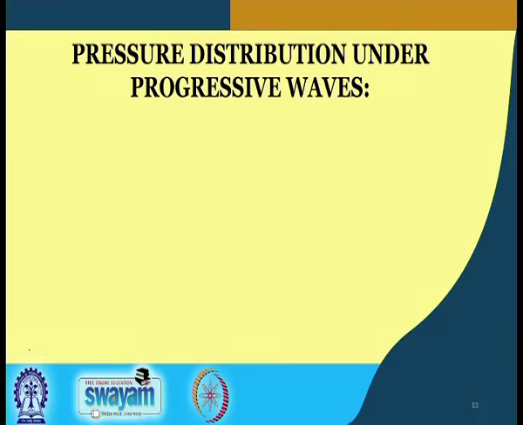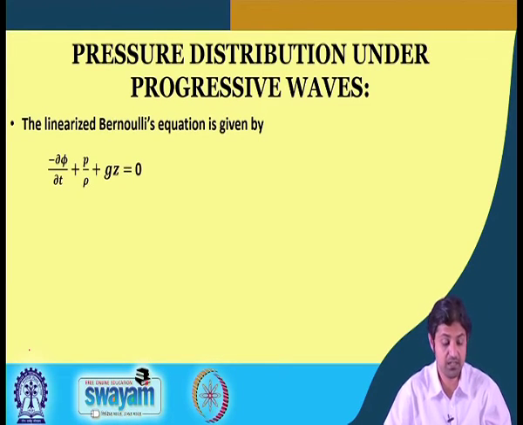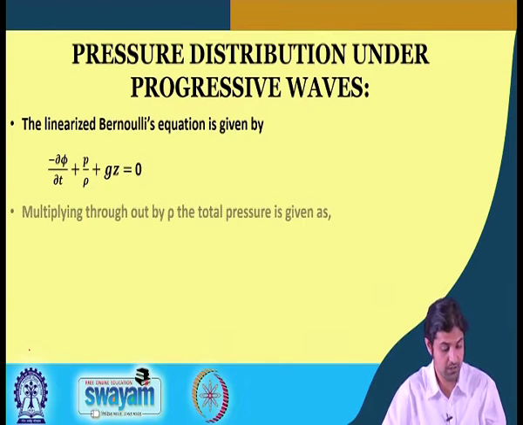So, to go ahead and get started with this topic of pressure distribution under progressive waves. You remember we talked about the linearized Bernoulli's equation. This equation is given by minus del phi del t plus p by rho plus gz, plus half u square plus w square. We avoided that term because of linearization.